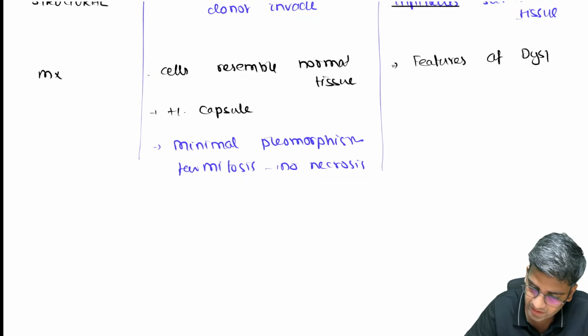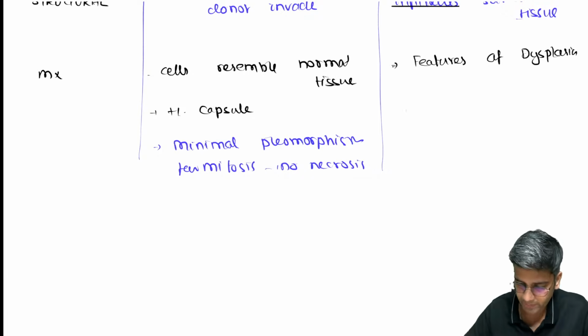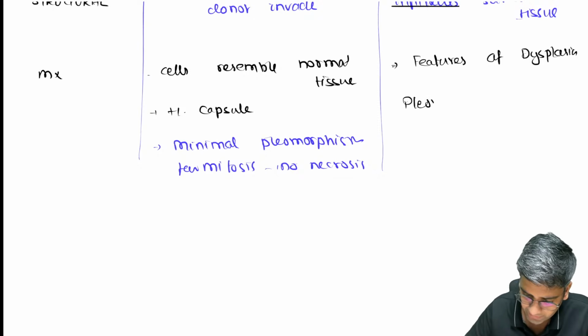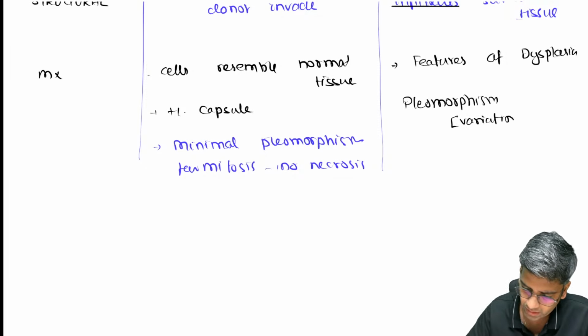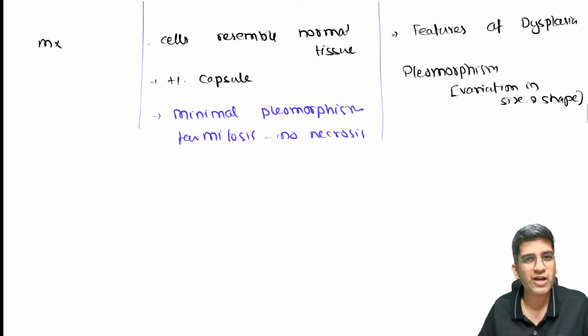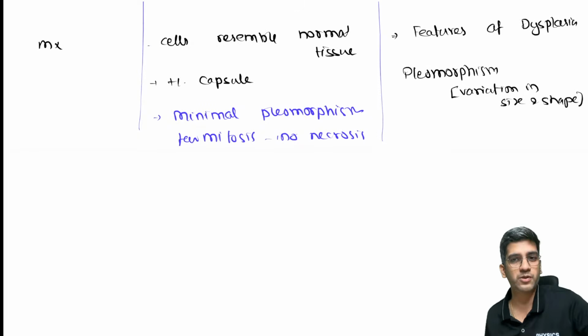When I say features of dysplasia, it depends on how big the question is. You can either lengthen it or shorten it. I can say that pleomorphism will be there. When I say pleomorphism, you can write here variation in the size and shape, if time permits and if it has weightage. That's all. If it's a 2-mark question, I need not go and explain what is pleomorphism, right?